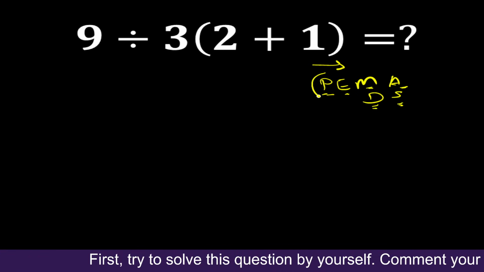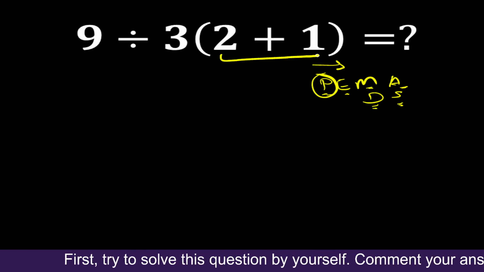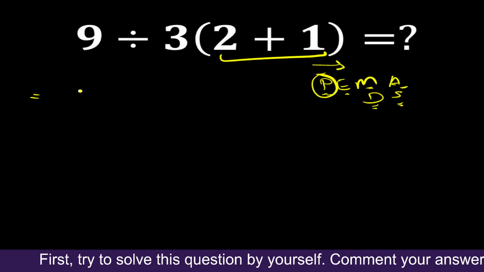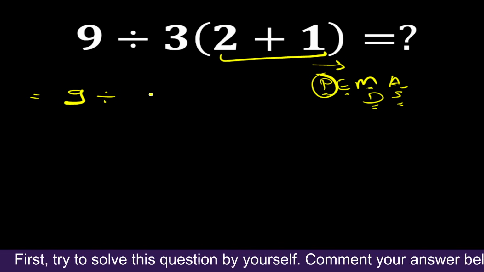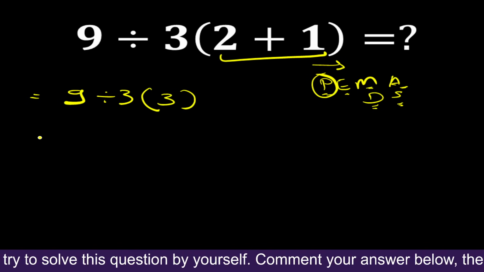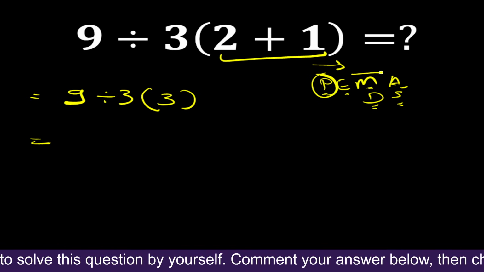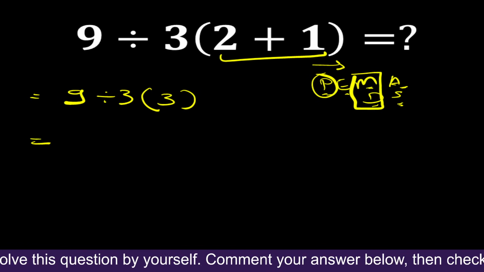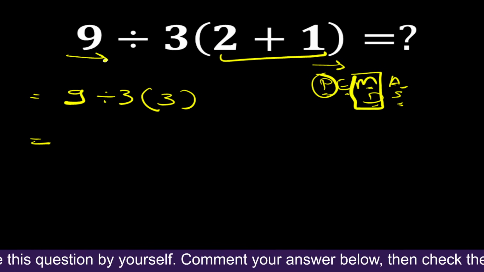So first priority is parenthesis, means 2 plus 1. Therefore, 9 divide 3, 2 plus 1 is equal to 3. Now, multiplication and division have same priority. Therefore, we have to solve from left to right.